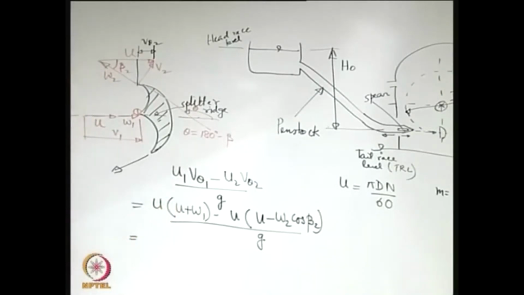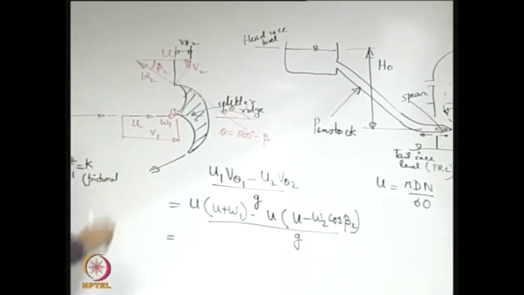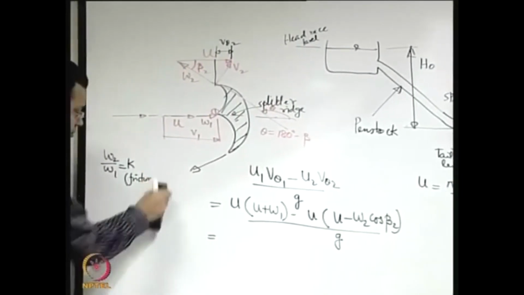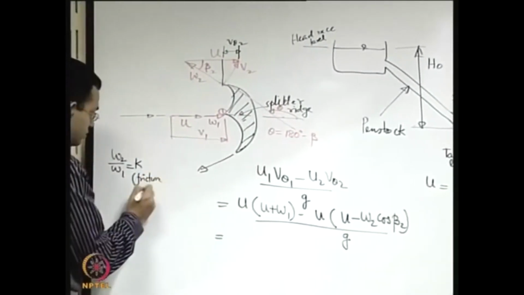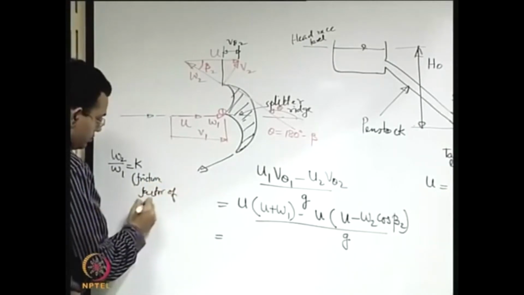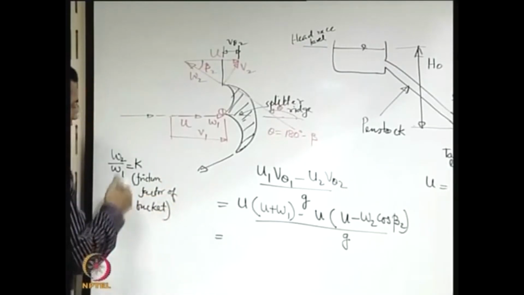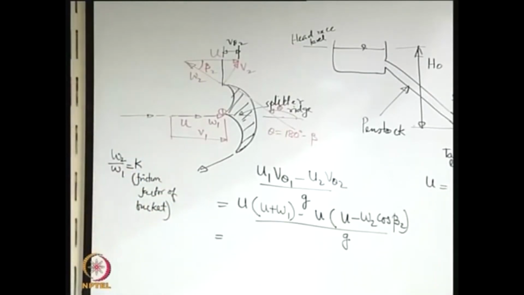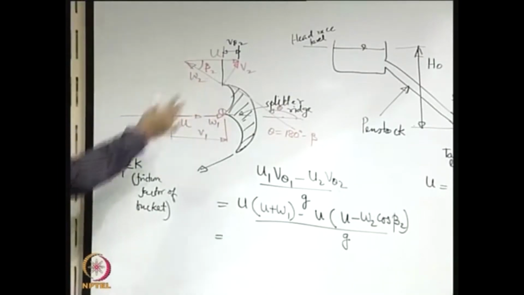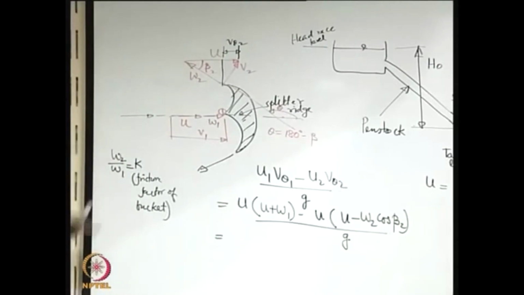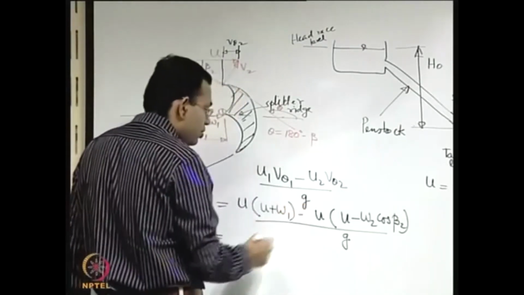Now typically there is a ratio between w2 and w1, which is called the friction factor of the blade, or here the friction factor of the bucket. So w2 is equal to k w1, because the physical reasoning is straightforward: because of some friction in the flow passage there is some reduction in the relative velocity. If it is a frictionless flow, then k equals 1. So let us consider w2 equal to k w1.